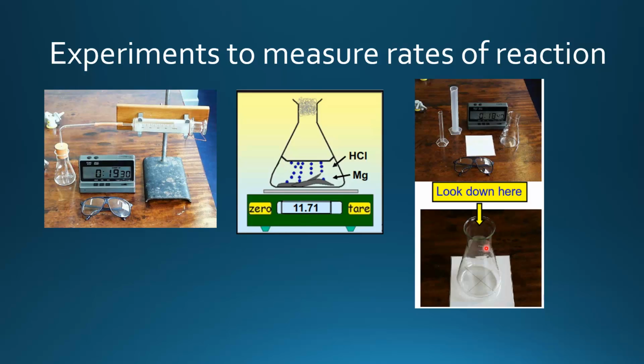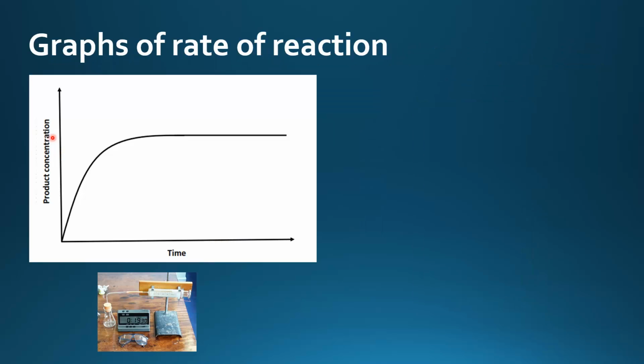And finally, we have a clock reaction, such as the reaction of sodium thiosulfate with hydrochloric acid. When you mix them in the flask, you look down from the top of the flask, and as sulfur is precipitated, the cross will gradually become obscured, and then you'd measure the average time taken for the cross to be obscured.